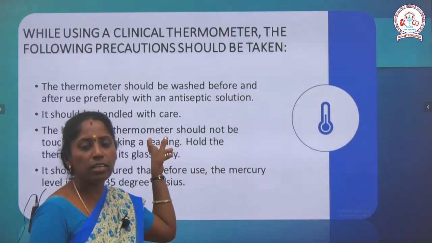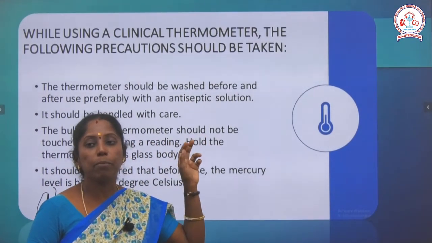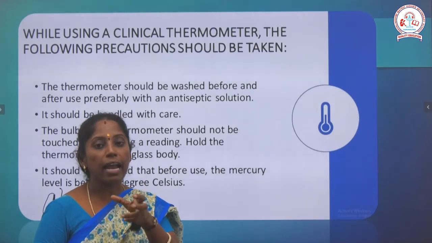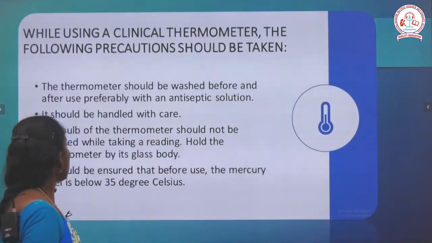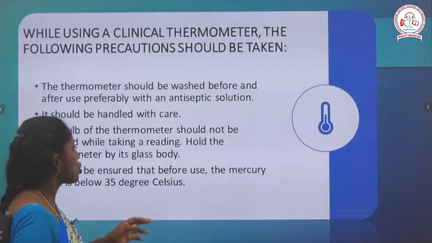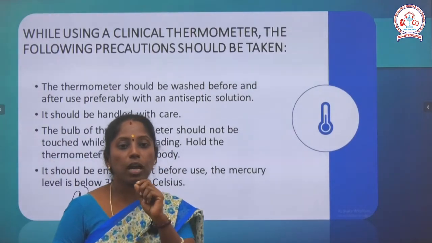Why am I saying this point? Because this thermometer is made up of glass, so you should handle it carefully. Then the bulb of the thermometer should not touch the human body; we should make sure of that.